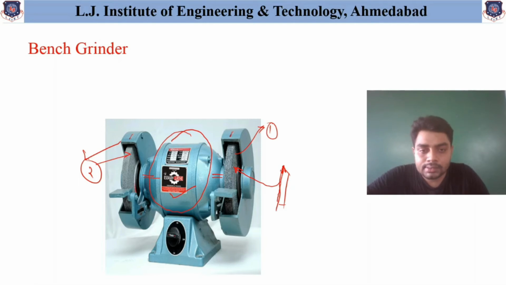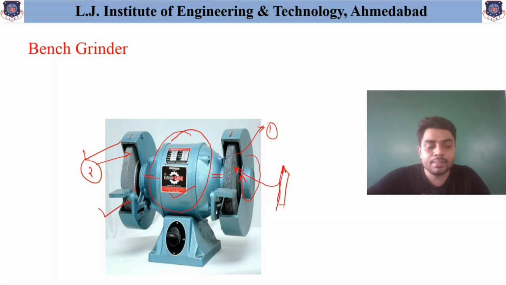Now what happens, as this tool is applied to this rotary grinding abrasive wheel, it starts friction with this tool, and due to the friction between these parts we can obtain the basic required roughing surface or the tip on this cutting tool. So based on requirement, this bench grinder is used in many of the industries, and this is one type of the portable machine also.